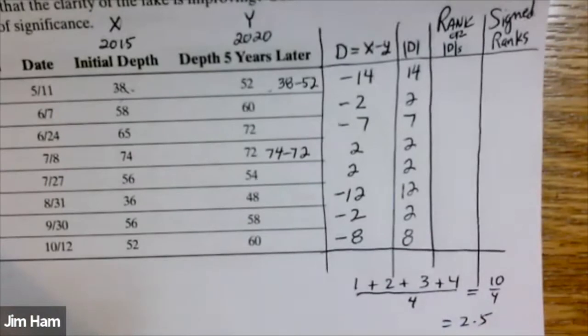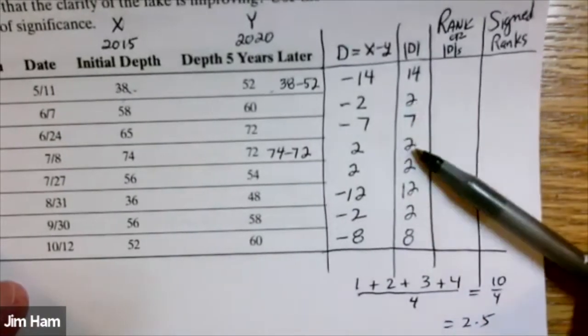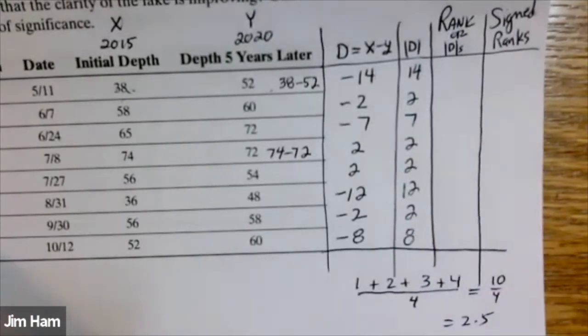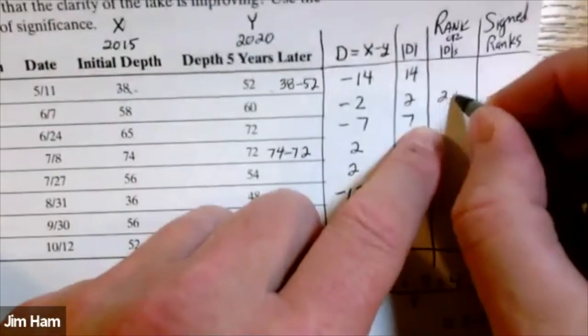So instead of giving one of these 2s a 1, one of them a 2, one of them a 3, one of them a 4, when you add up those rankings, you get 10. So we're going to divide those 10 ranking points evenly. So each one of these 2s gets a 2.5.